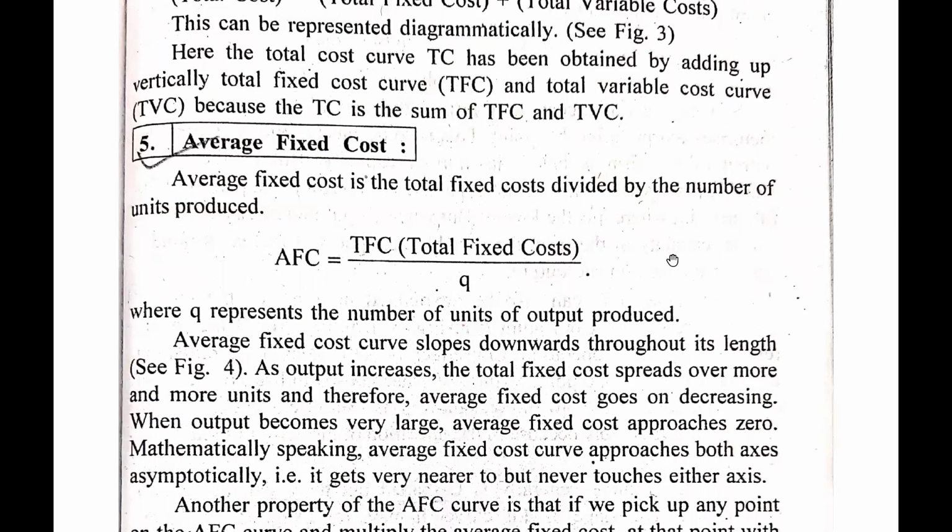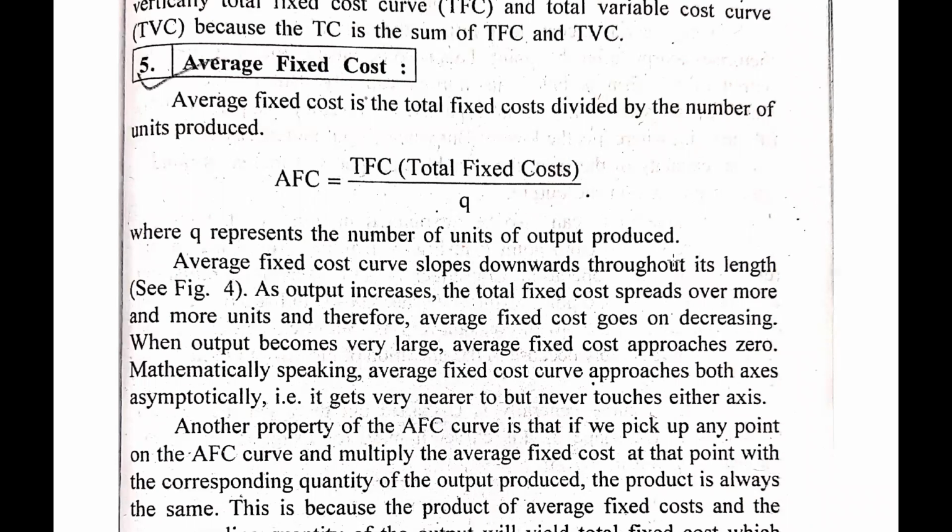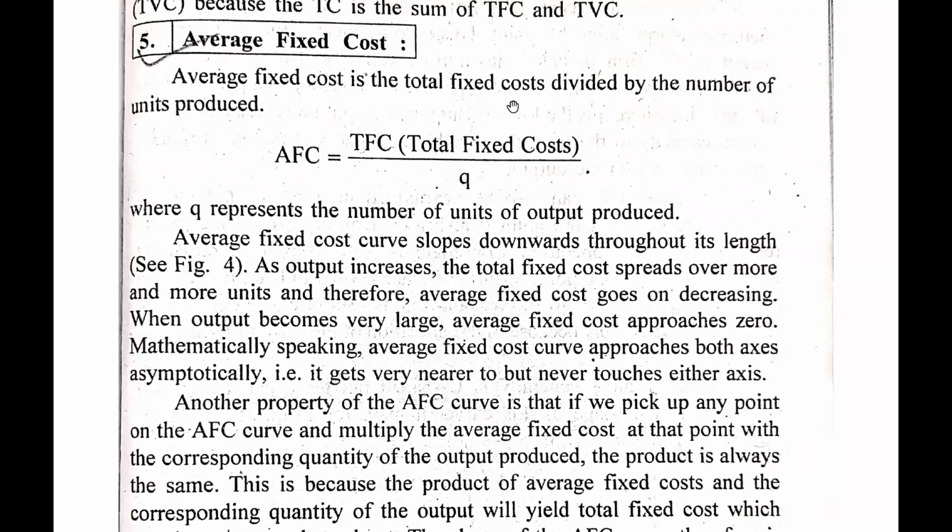Now, guys, we need to see average fixed cost. So, let's see what is there in the average fixed cost. Average fixed cost is the total fixed cost divided by the number of units produced. So, for example, we incur 20,000 fixed cost and we produce 1,000 units, then our average fixed cost will be 20. Here Q represents the number of units of output produced. Here guys, you need to see the formula over here. You also need to remember this formula for the exam point of view. And now we will read further.